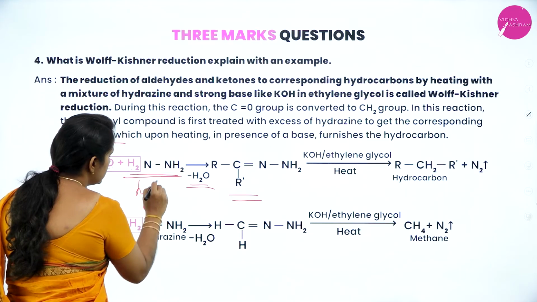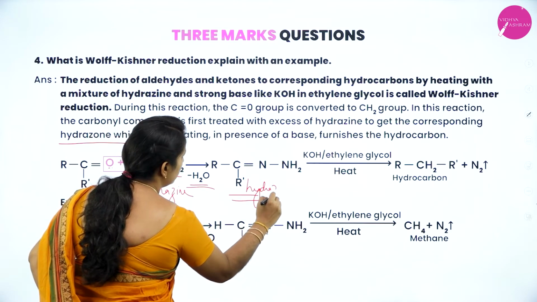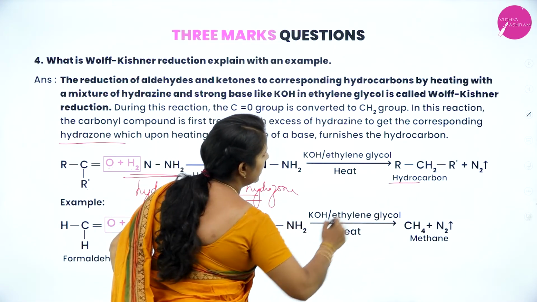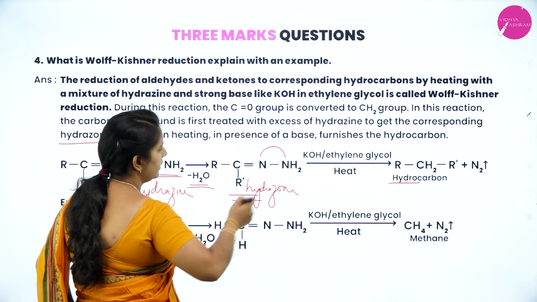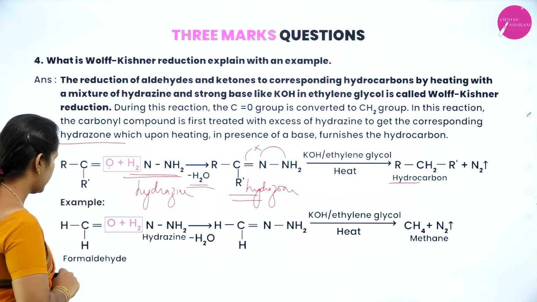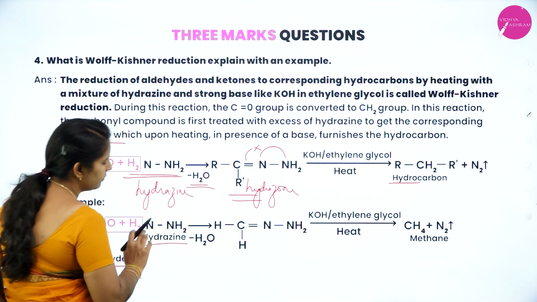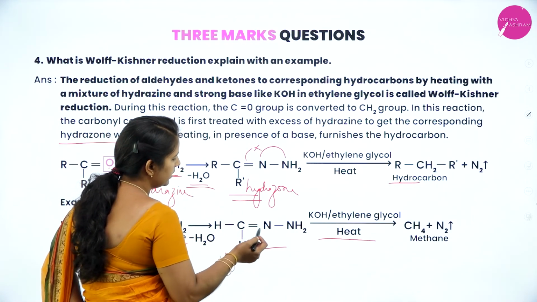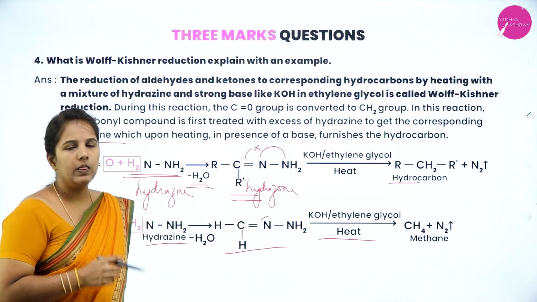You can write it here. This is hydrazine. This is hydrazone, which upon further treatment with a very strong base forms a hydrocarbon with the evolution of nitrogen gas. So the nitrogens combine to form nitrogen gas. So this bond will break and forms what? Hydrocarbon. Okay. Similarly, you can take the example of formaldehyde, which reacts with hydrazine, involving elimination of water, and forms a hydrazone, which is treated with a very strong base. The very strong base can break this bond and evolve nitrogen and give rise to methane.